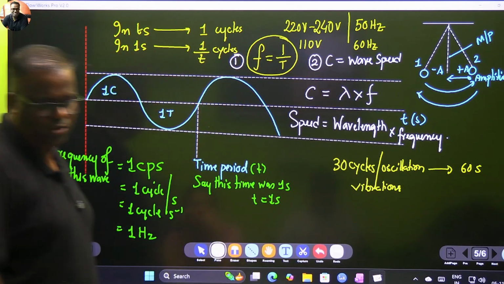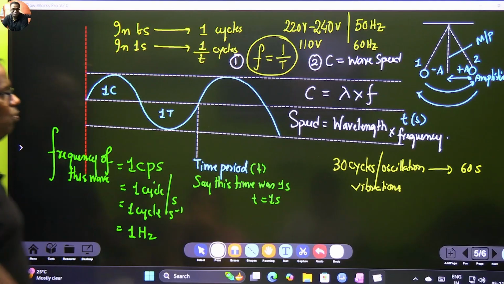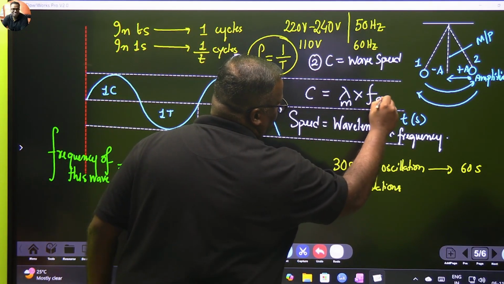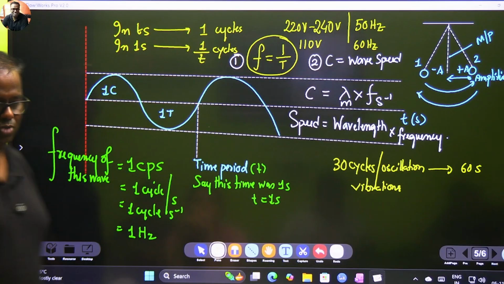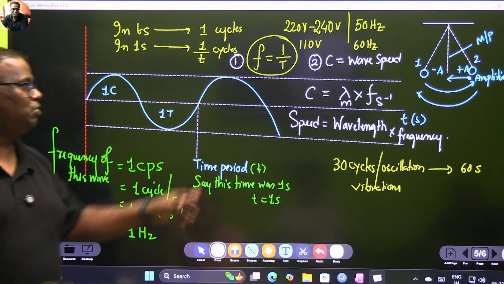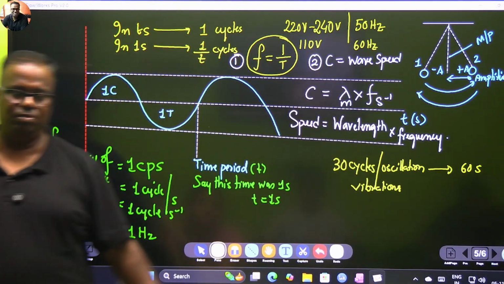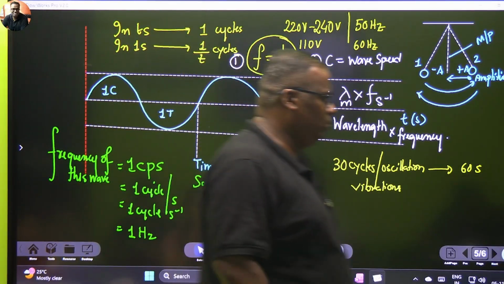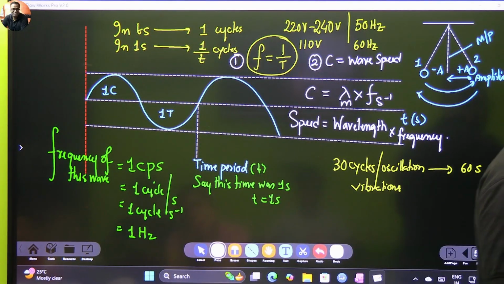What is the unit of speed? Meters per second. What is wavelength? Wavelength will always be in meter. Frequency will always be in hertz, which is second minus 1. That's why I have used that. So meter per second, that's the speed of the wave. Okay, this will all be clear, and you will be able to do any problem easily.